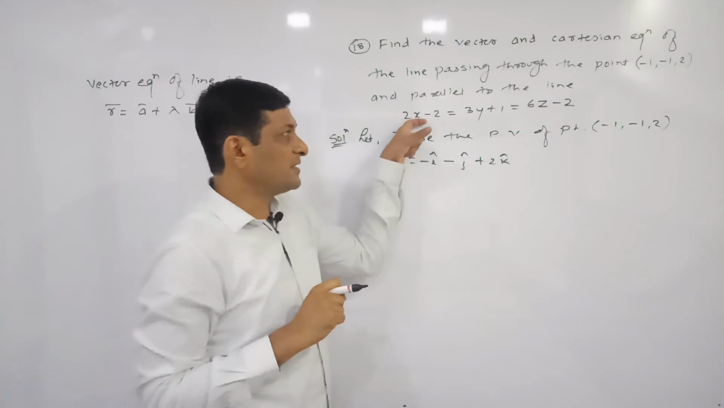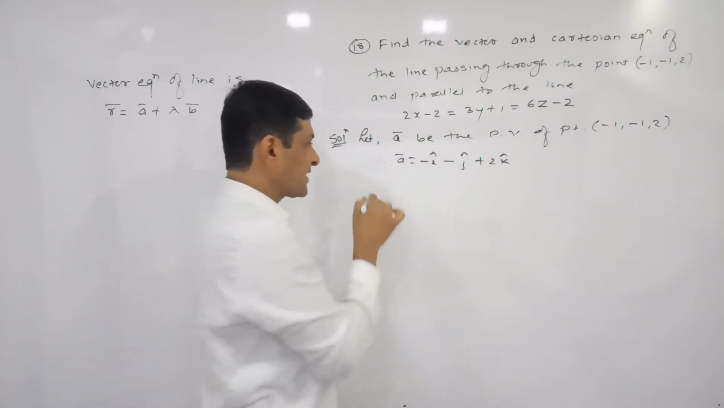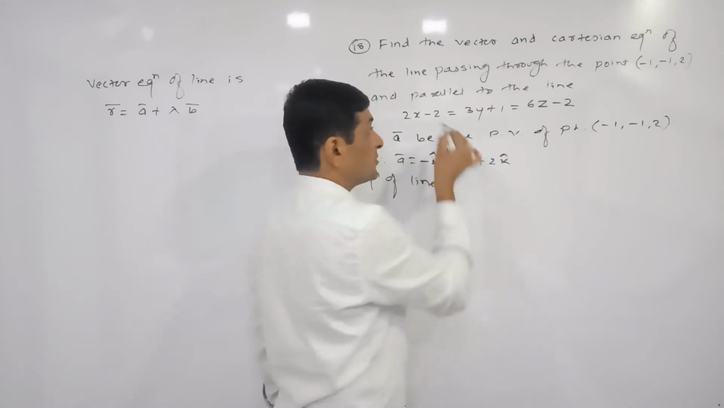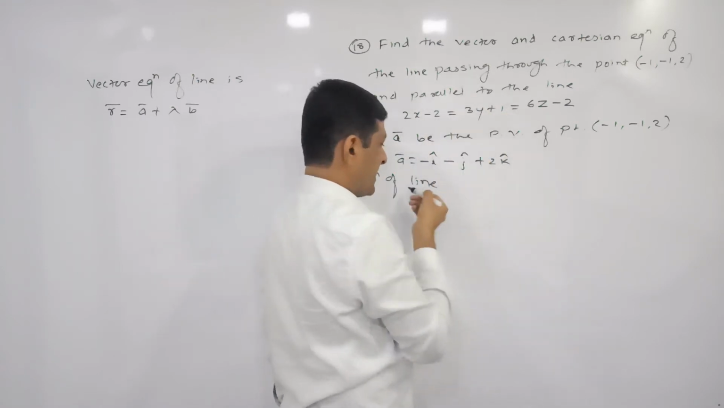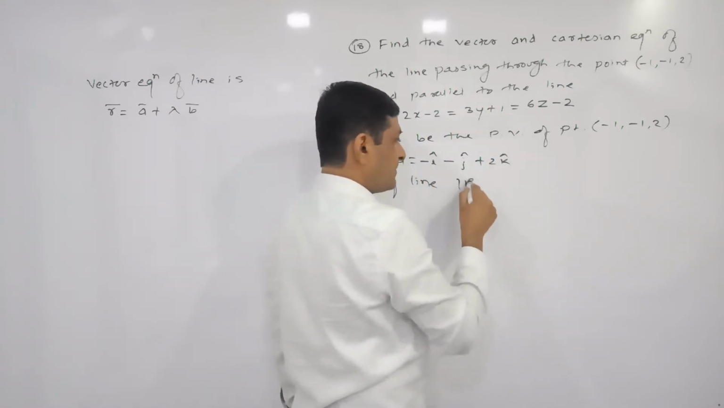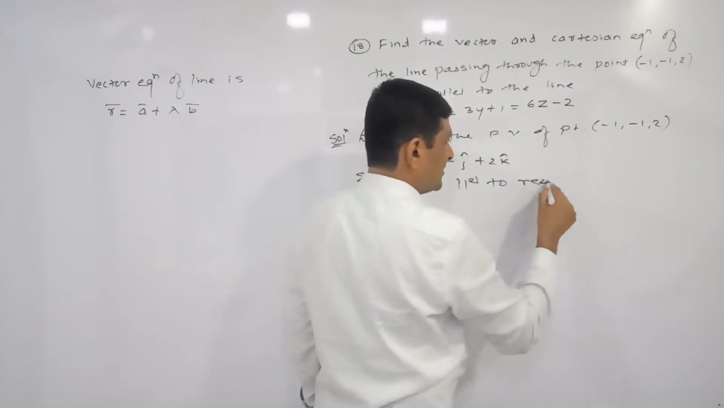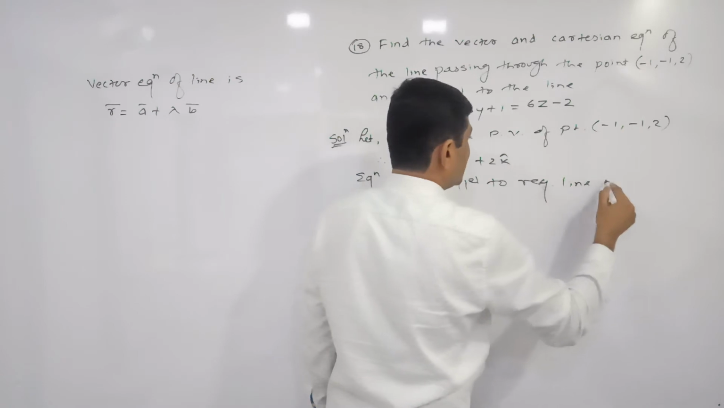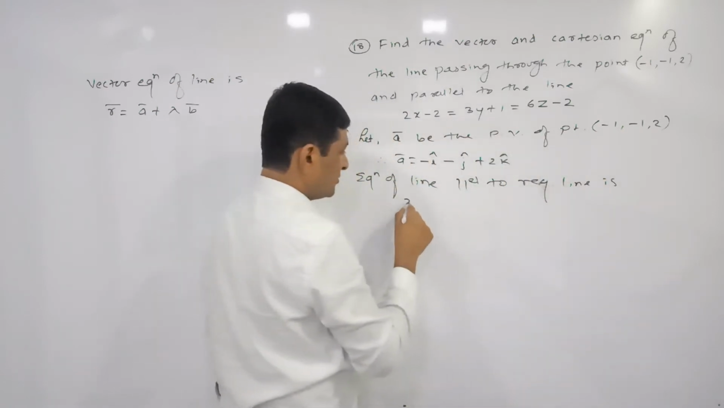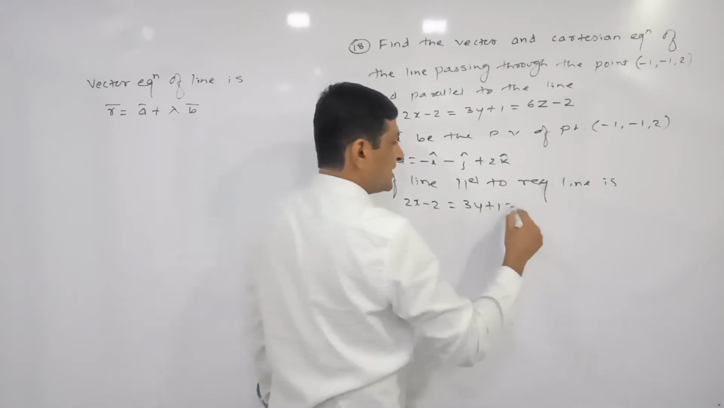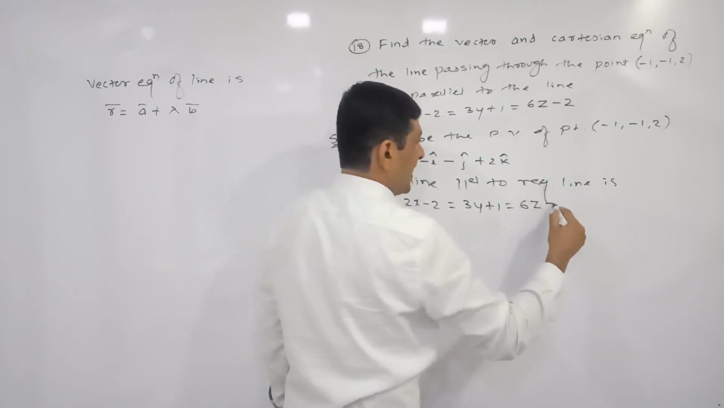Now we are considering the equation of the given line. This line is parallel to the required line. What is the equation of the line parallel to the required line? (2x - 2) = (3y + 1) = (6z - 2).